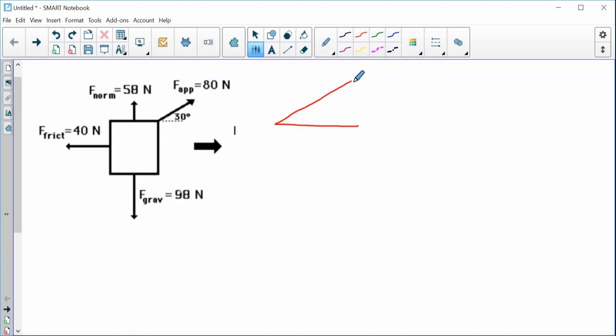So the first thing you're going to do is get the trig out of the way. That should always be your goal, because if you can get the trig out of the way, you can use those components in the sums of forces and you won't have to touch it again. So right here, we've got a 30-degree angle.